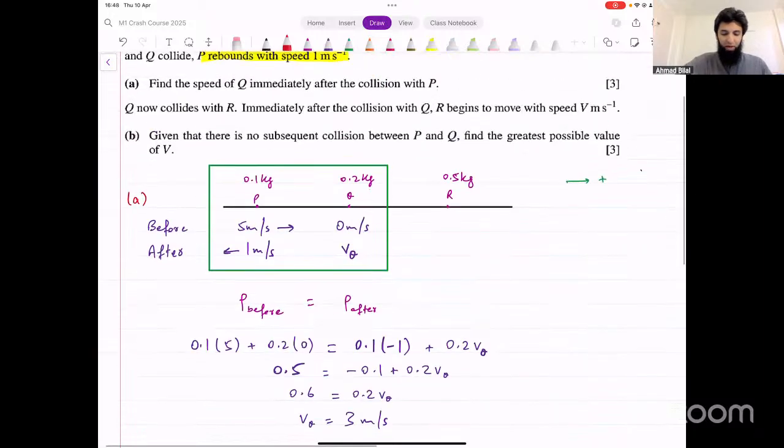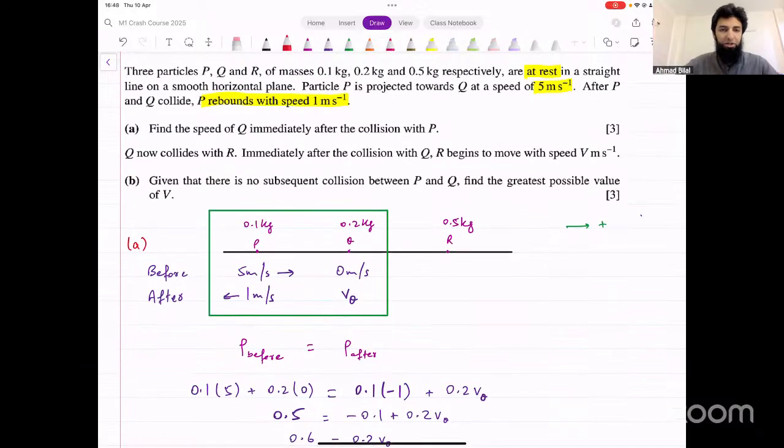Now it says Q now collides with R. Okay, so after this first collision happens, now Q collides with R. Immediately after this collision, R begins to move with speed V meters per second. Given that there is no subsequent collision between P and Q, find the greatest possible value of V. That's what you want to figure out.